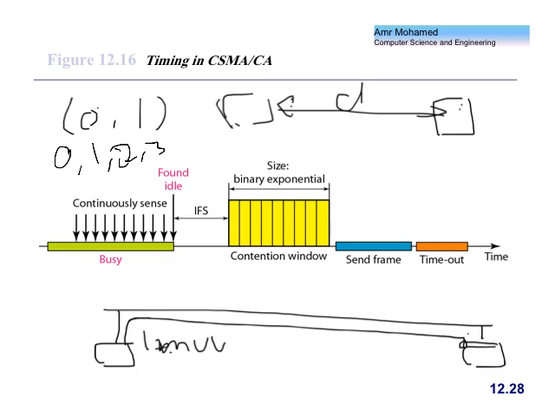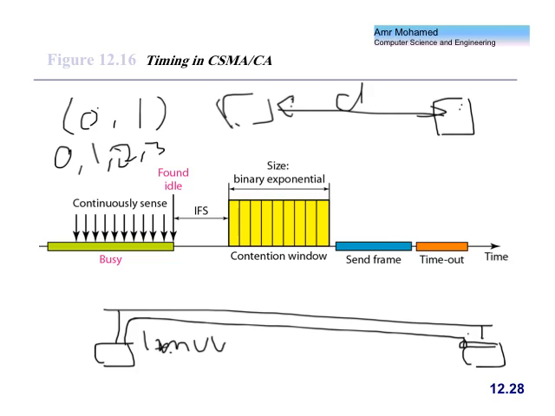So the first major difference again is we have to wait for interframe spacing. We didn't have to do that for CSMA/CD, right? Second thing is we have to perform a procedure which is similar to the backoff procedure in the first transmission. Again, we didn't have to do that for the carrier sensing with collision detection.